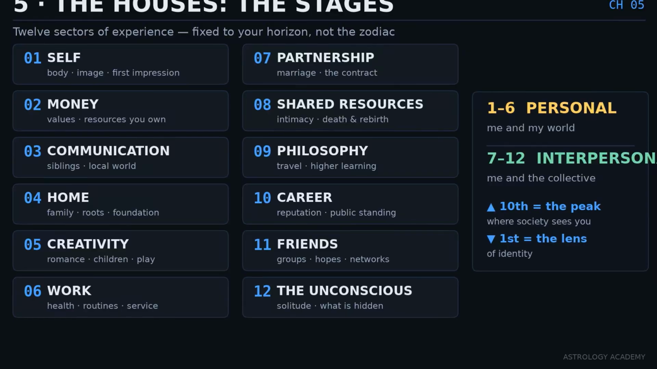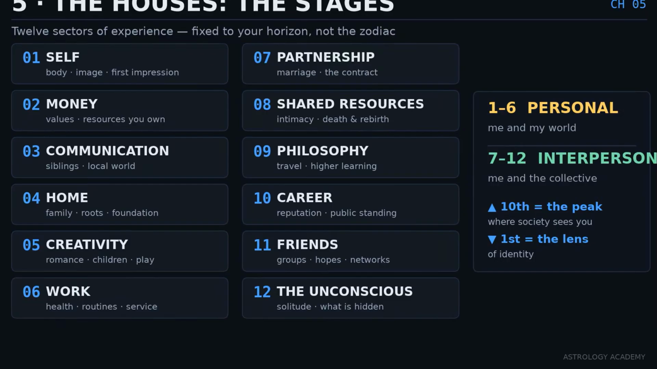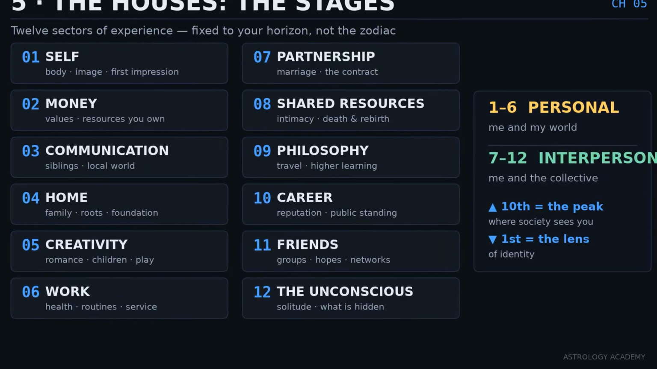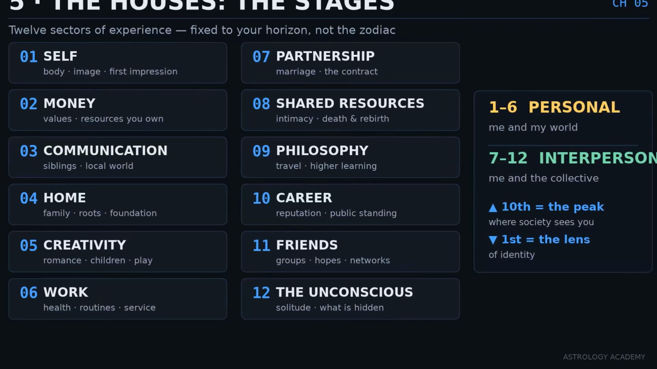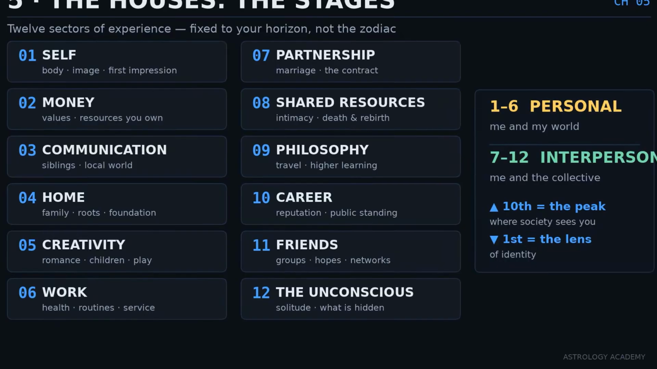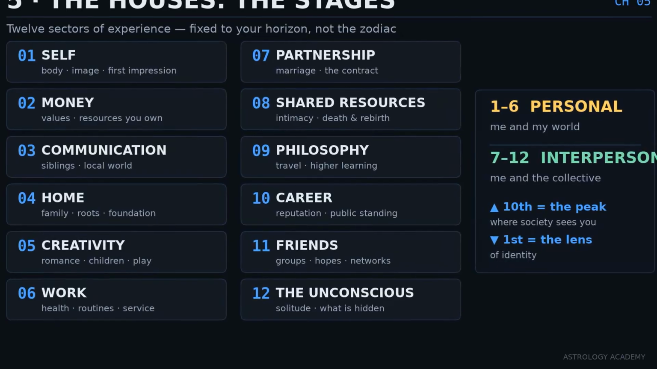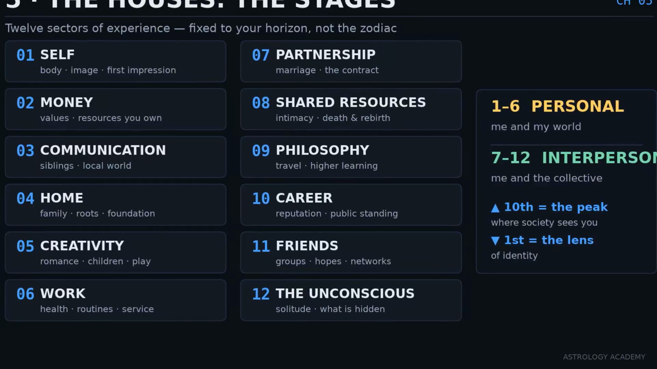Seventh, partnership, marriage, the one-to-one contract. Eighth, shared resources, intimacy, death and rebirth. Ninth, philosophy, travel, higher learning, meaning. 10th, career, reputation, public standing. 11th, friends, groups, hopes, networks. And 12th, the unconscious, solitude, what is hidden.